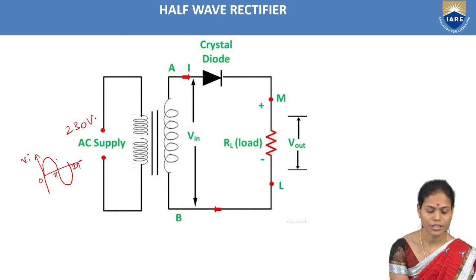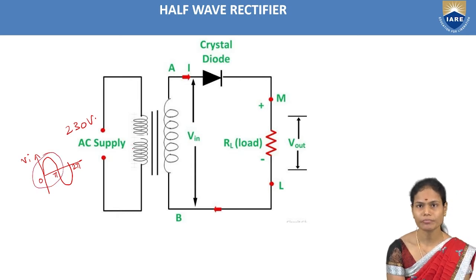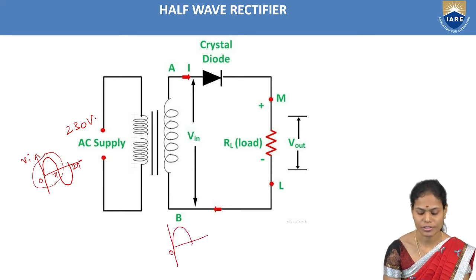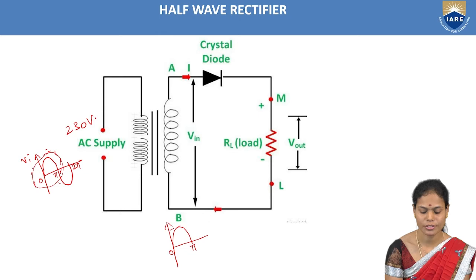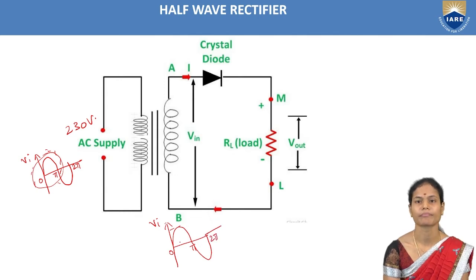First of all, I'm taking the positive half cycle from 0 to pi and applying it to the rectifier here. So here we will get the positive half cycle first, 0 to pi. Here it is 230 volts only. Here it is the step down transformer. We'll be getting 0 to pi, and pi to 2 pi is the negative half cycle.